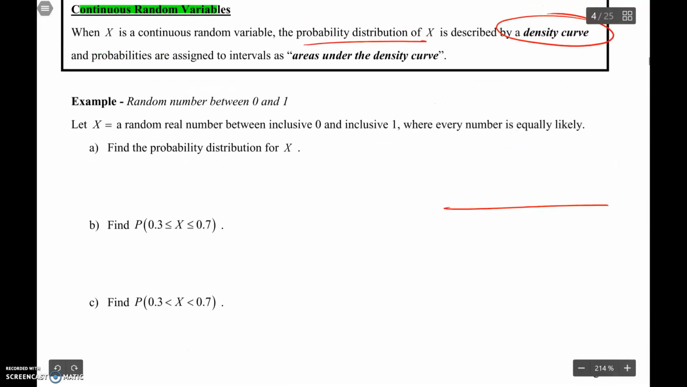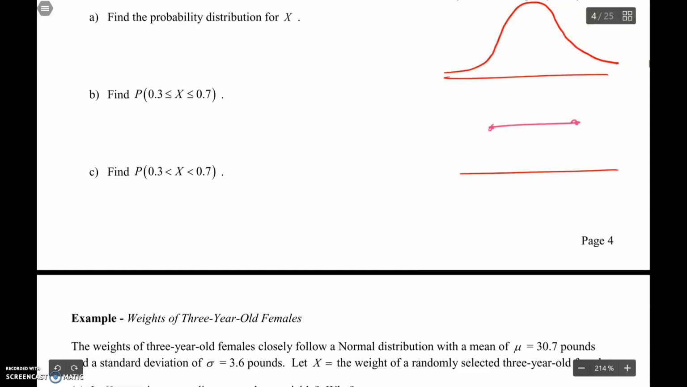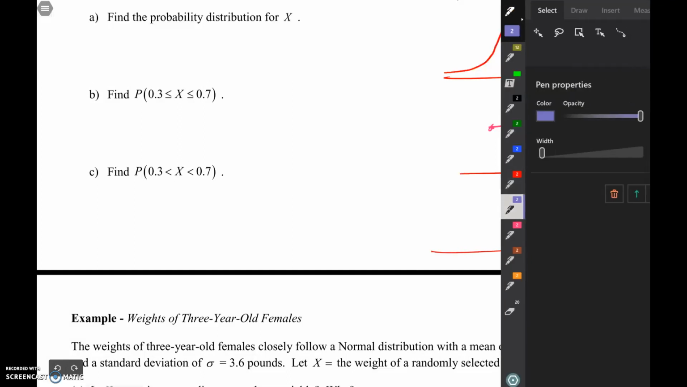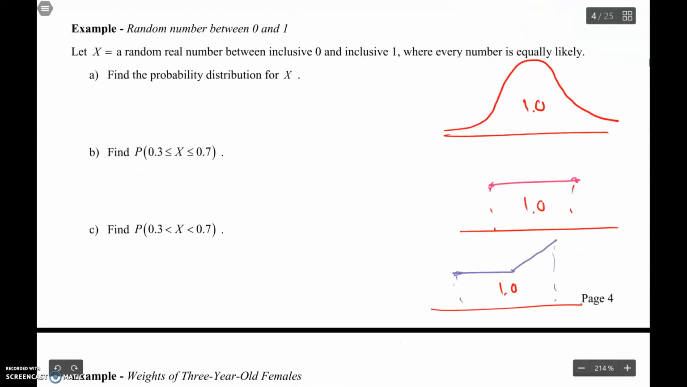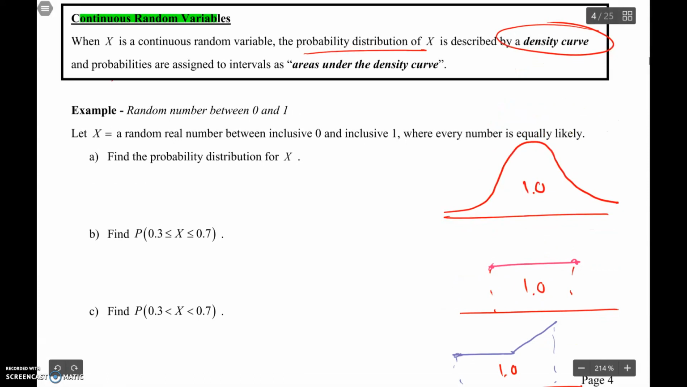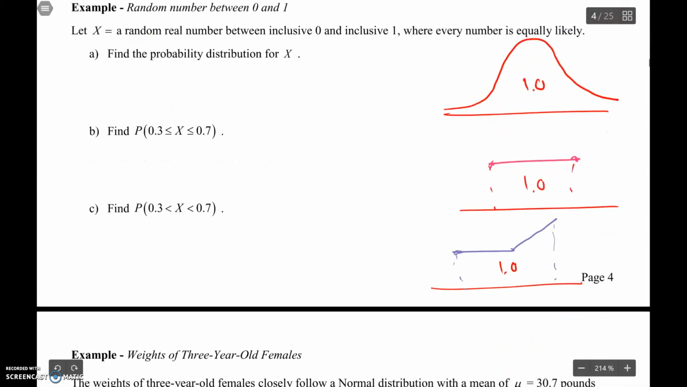If you recall, the most common density curve we studied was the normal curve, but we also studied a uniform curve. I think on one test I even gave you one that was uniform. But what they all have in common is the area under all of these curves is 1 unit. One area is 1. And probabilities are assigned to intervals as areas under the curve. So if you find the area underneath the curve, that's the probability that if you randomly selected a data point in that distribution, it would be between those two numbers. Okay?